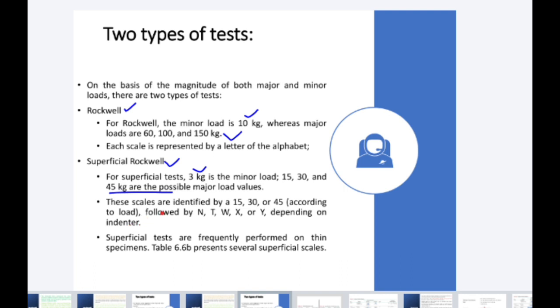Whatever load we are using will tell you which scale we have used to perform the test. Scale means the 15 scale, 45 or whatever, and it will tell you the value. Superficial tests are frequently performed on thin specimens, because the load is less. And table 6.6b presents several superficial scales.